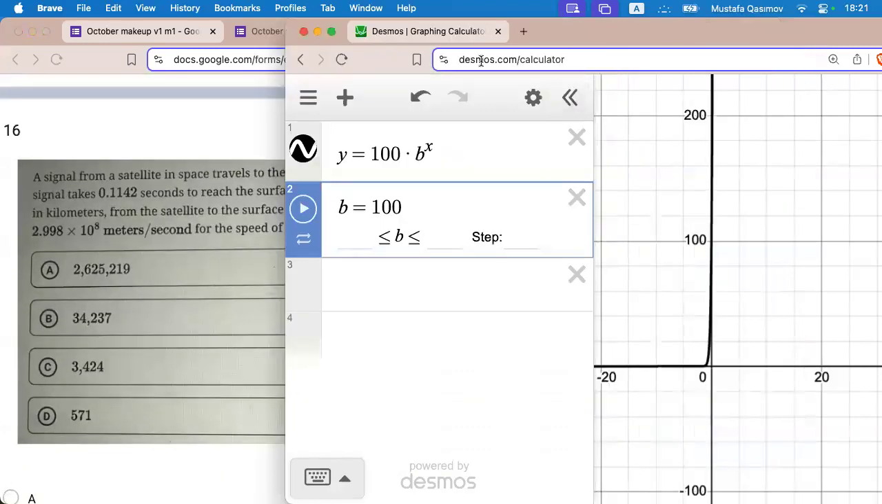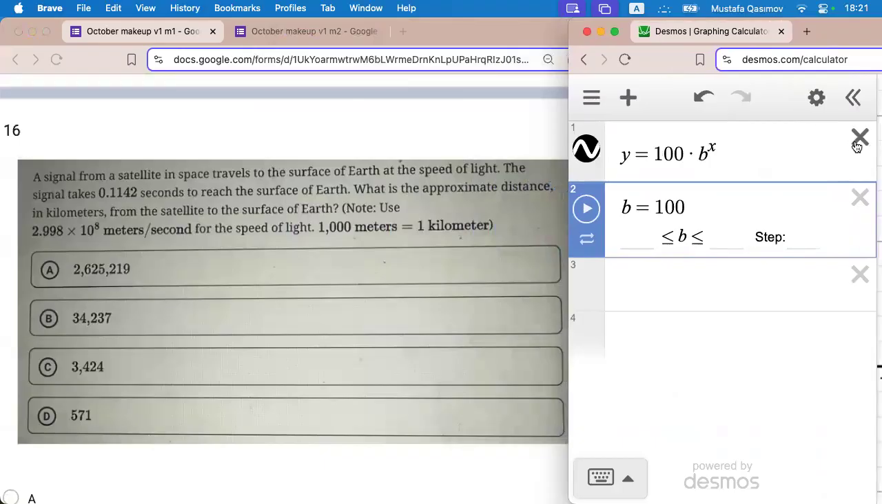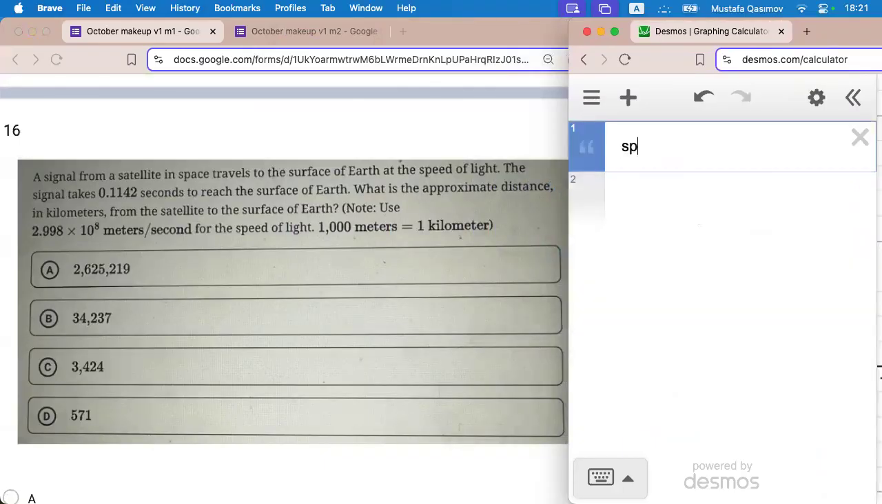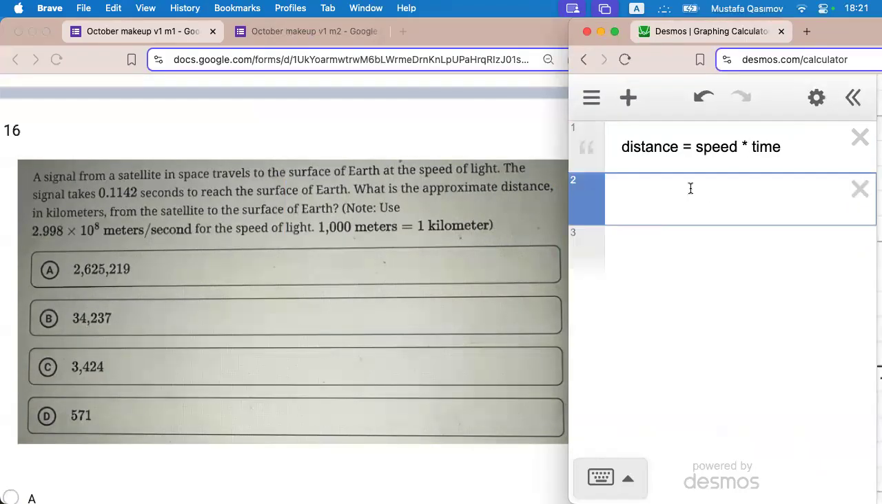16. Here we have to just use the formula of speed. The formula is distance is equal to speed multiplied by time, or you can also write speed is equal to distance over time. It is the same. Here it says the signal takes 0.1142 seconds. So it means we have to write it like that. Instead of time, we have to write 0.1142.